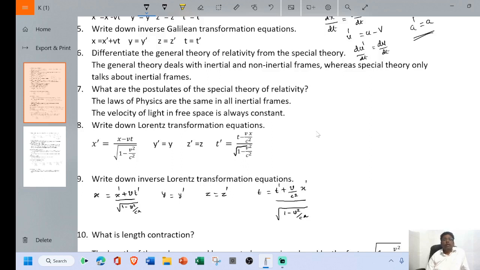What are the postulates of the special theory of relativity? The laws of physics are the same in all inertial frames. The velocity of light in free space is always constant.